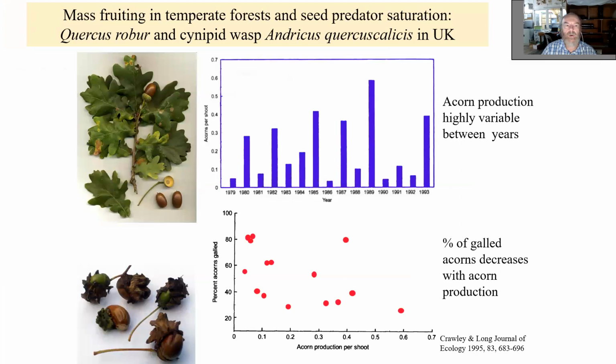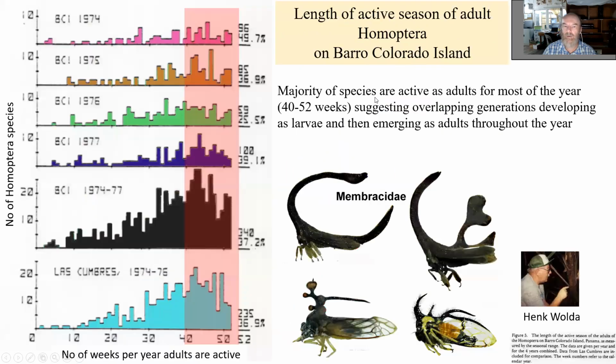I mentioned the temperate zone. Mast fruiting there is known for a number of trees, conifers, but also oaks, for instance. This is the study of Quercus robur in the UK, and whether the mast fruiting works against the seed predator, the cynipid wasp. And so the acorn production is very variable between years, and the percentage of attacked acorns is higher when the production is low. Then there is a saturation of herbivores during the mast years. So it does kind of work.